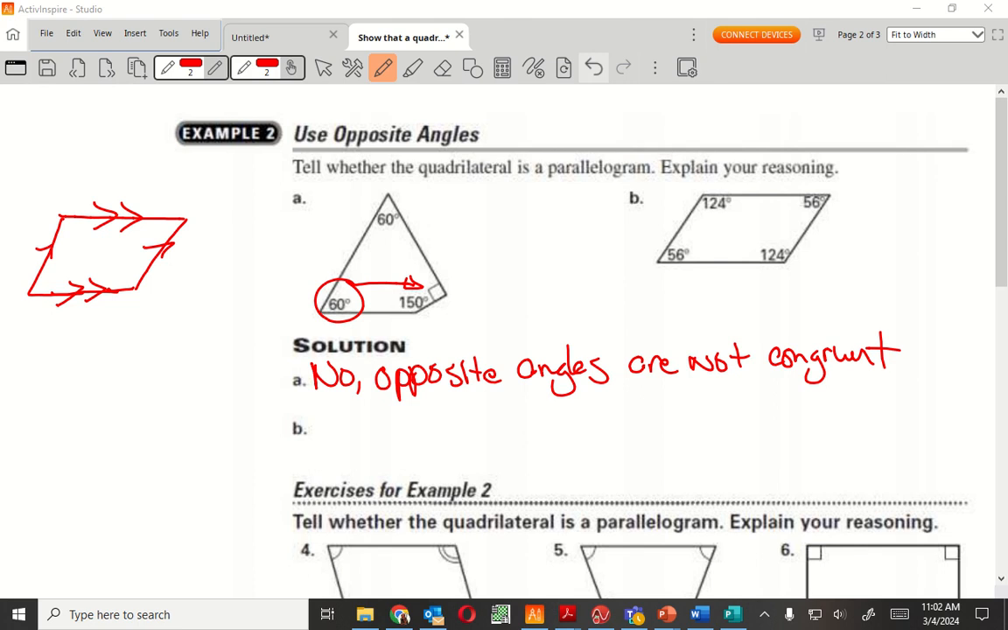Now, for B. Do we have to write the last part? Yeah. Explain your reasoning. It's almost like it says, explain your reasoning.